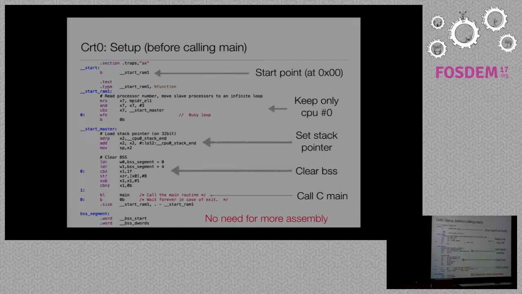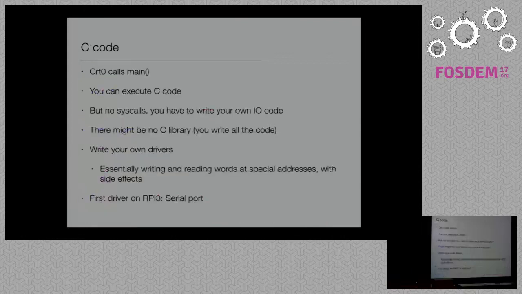So our C code. Well, it starts with main, like a normal application. And this is the code we have seen previously that calls main. You can do whatever you want to do in C, but there is no syscall and no C library, so you have to write everything you want to execute.